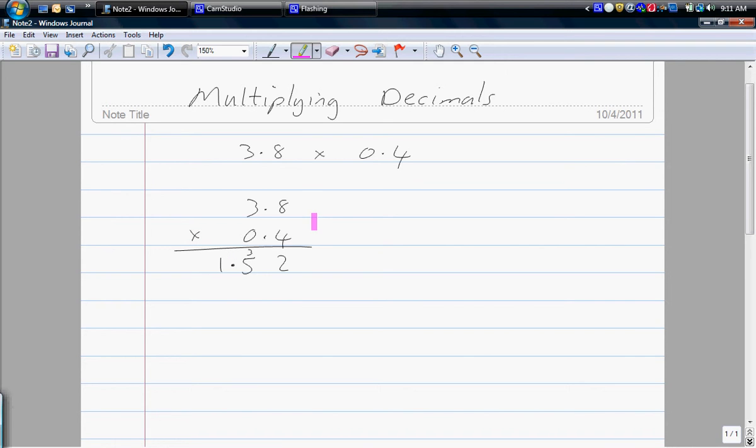Now, the safe way to work out where the decimal point goes, and the way that always works, is to count the digits to the right of the decimal points in the question. So here we've got 2 digits to the right of a decimal point. We've got an 8 here and a 4 here. So in our answer, we'll also have 2 digits to the right of a decimal point, the 5 and the 2.